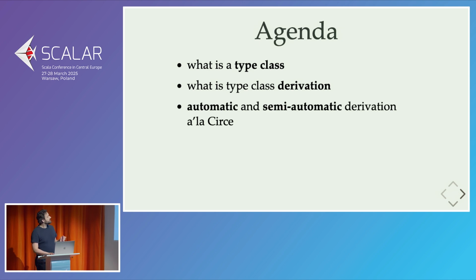Then there's the thing called automatic and semi-automatic derivation. So we will have to talk a little bit about that. Where is the difference, and why does the difference matter? Because apparently it might matter.